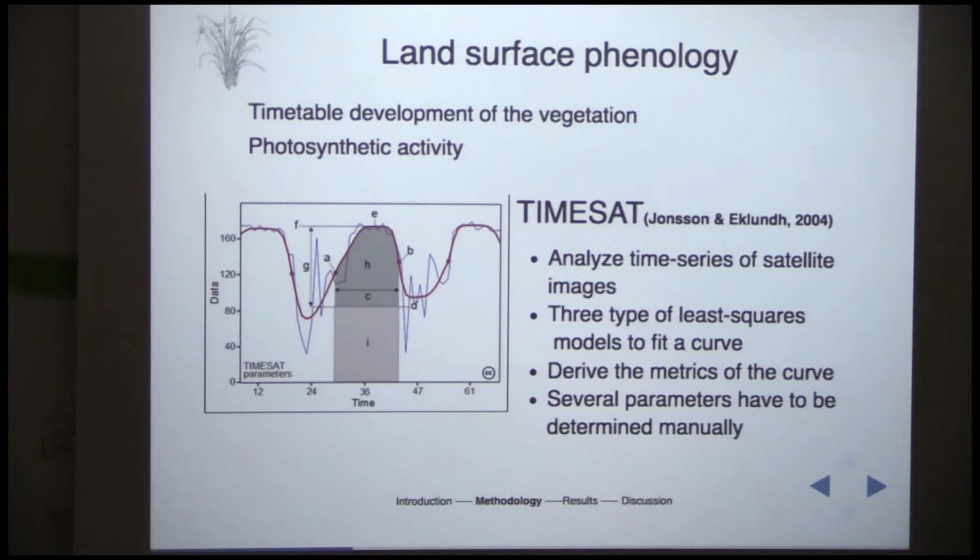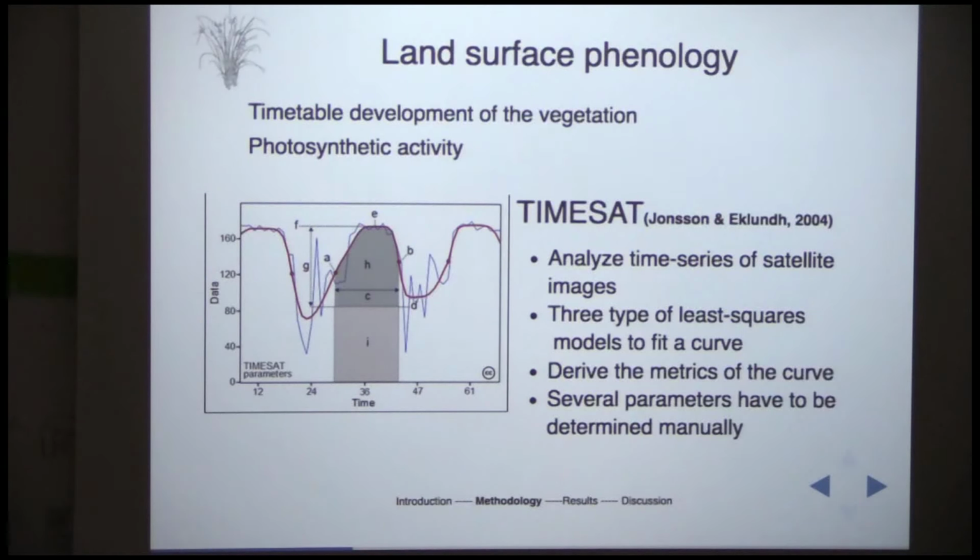I will explain briefly the methodology in all the 4 steps that I talked about before. First, we model the phenology of the vegetation. We did that with land surface phenology. This is a technique that studies the timetable development of the vegetation. Specifically, what it measures is the photosynthetic activity of the vegetation. We did that with a program called TIMESAT that is specific to analyze time series. And what TIMESAT does is, well, there are 3 options of curve, 3 options to model this NDVI curve.